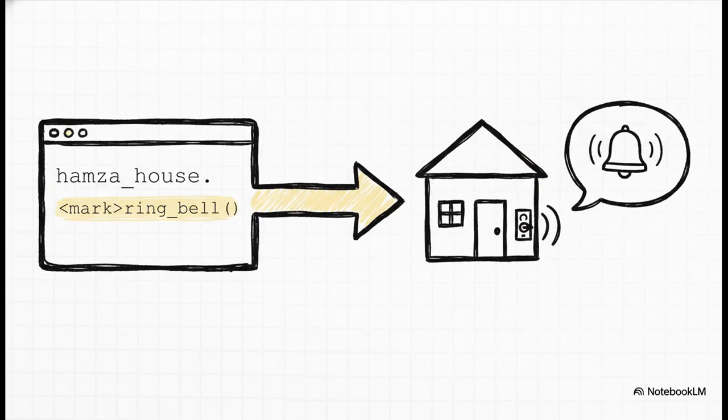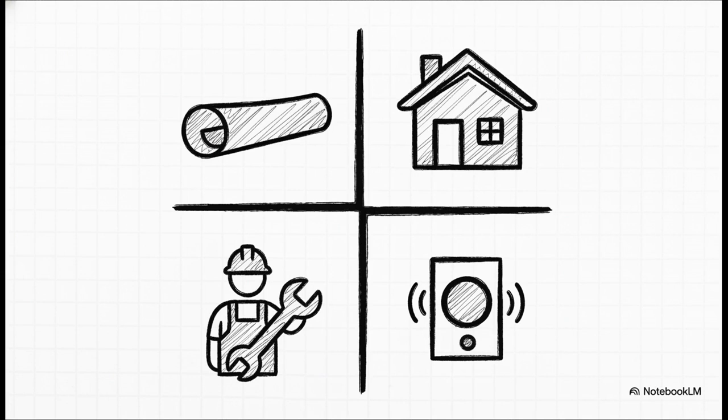In code, it would look a little something like this. We take our specific object, our specific house, Hamza's house, and we tell it to perform the ring bell action on itself. And what's the result? Ding dong! We've told our object to do something, and it did it. All right, so let's do a super quick recap. The class, that's your blueprint. The object, that's the actual house you build. The constructor is the contractor who puts it all together using your unique instructions. And a method is an action that house can perform, like ringing the doorbell. That's it. That's the core idea.